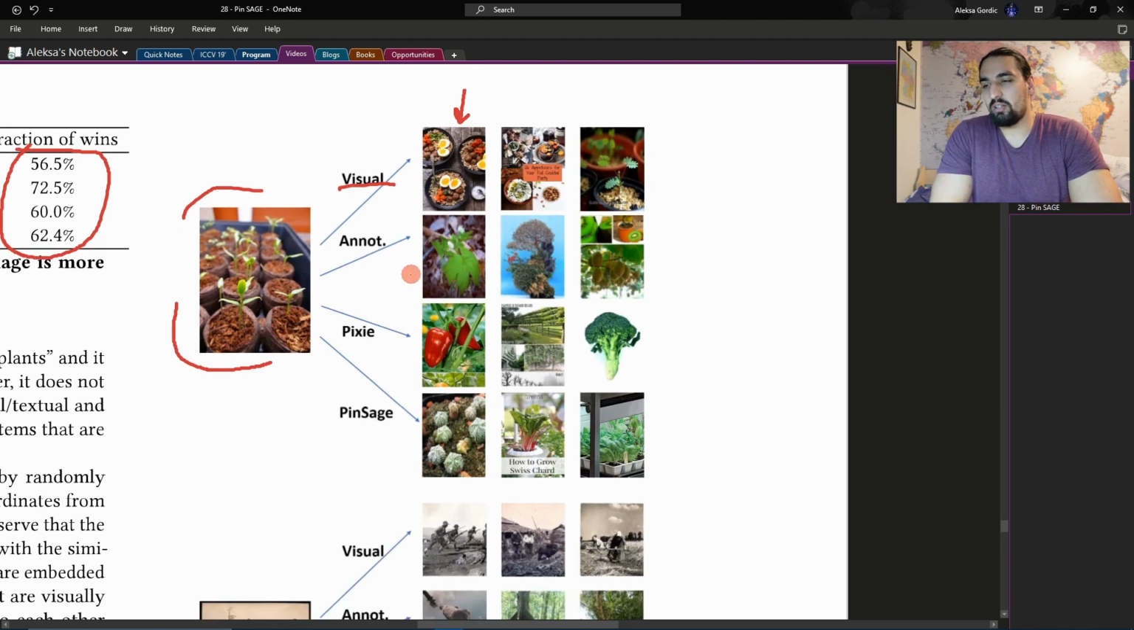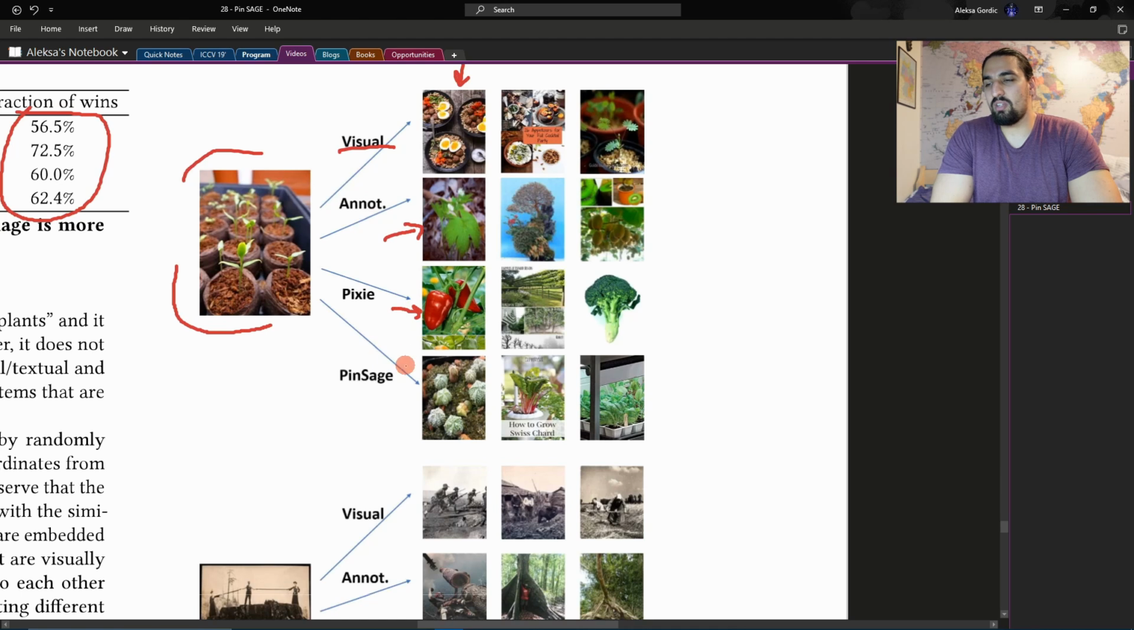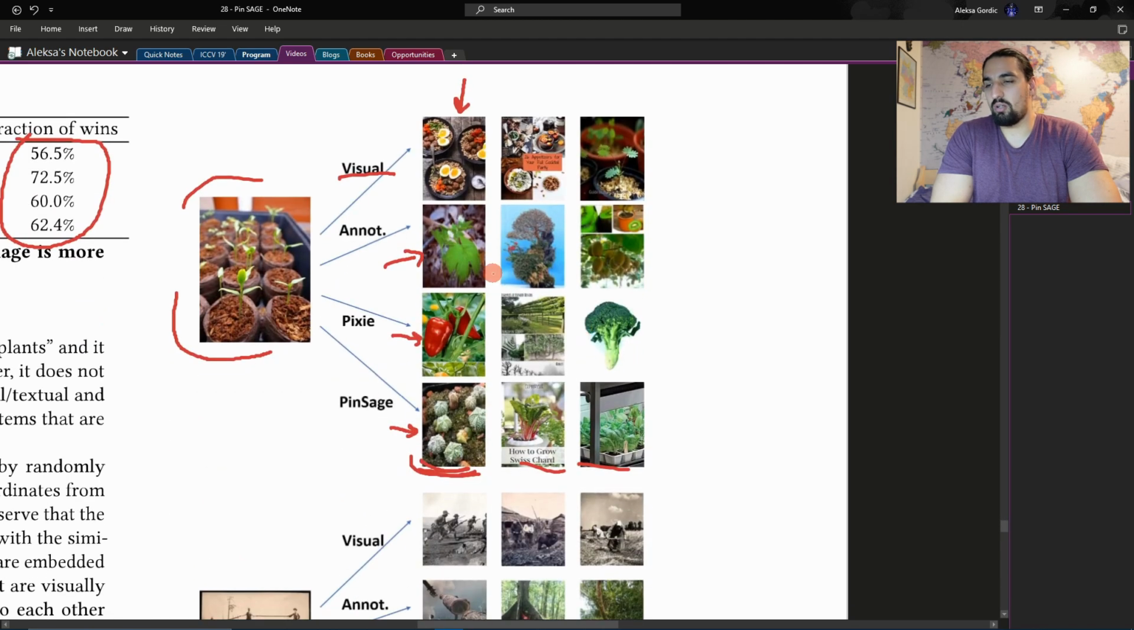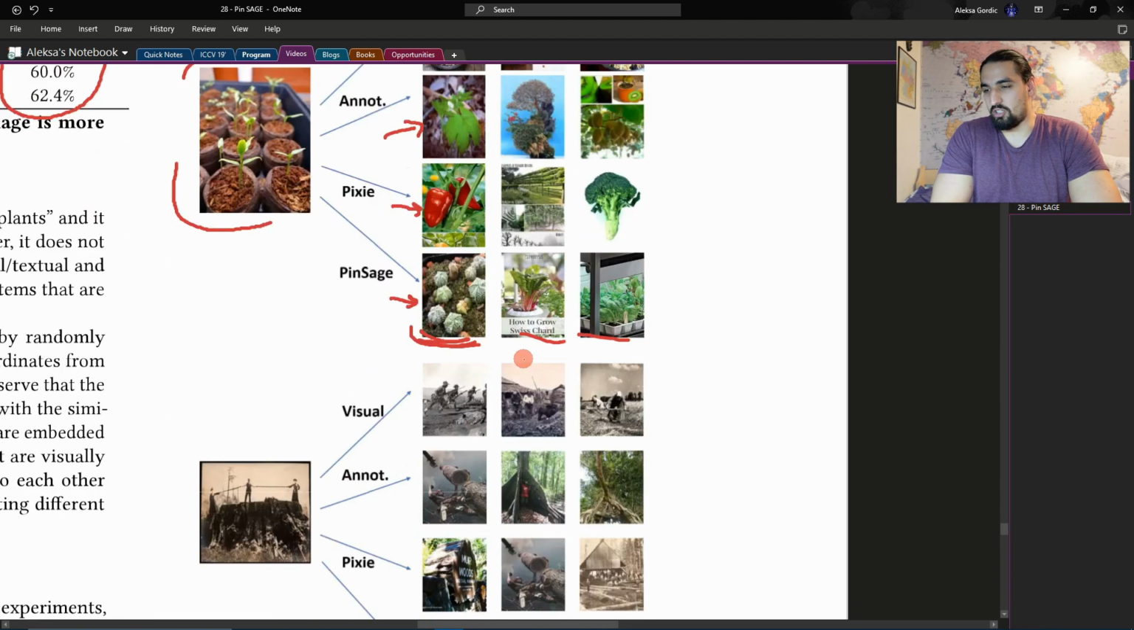On the other hand, annotations are returning some plants, Pixie also, but none of these are as relevant as PinSage, which gave both visually similar things and conceptually the same topic. Those are also some young plants here and here and here. So you can see visually that PinSage gives the best recommendations.